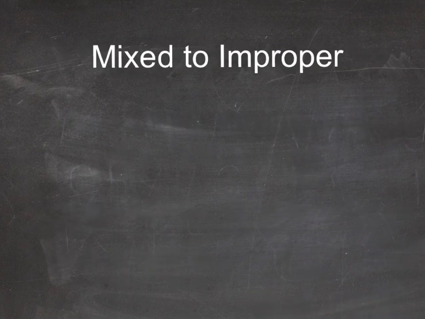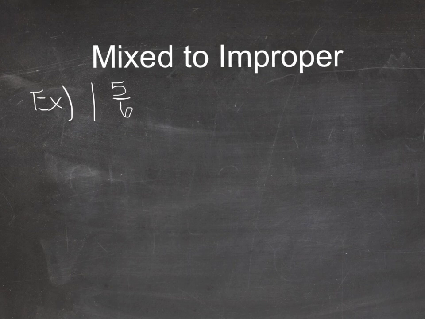So going from mixed to improper, my first example here, I have 1 5/6. Okay, so it's a mixed fraction. I have a whole number part and a fraction part. So the way I convert that to its equivalent improper fraction representation is I take the whole number part, multiply it by the denominator, and then I add the numerator to that. So I get 1 times 6 is 6, plus 5 is 11. So I have 11, and then I keep my denominator the same.